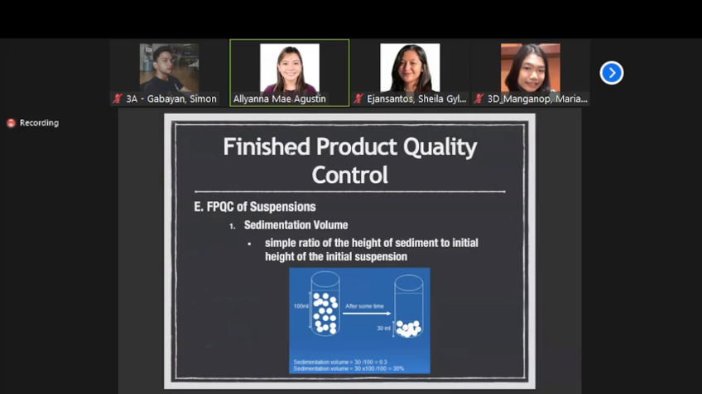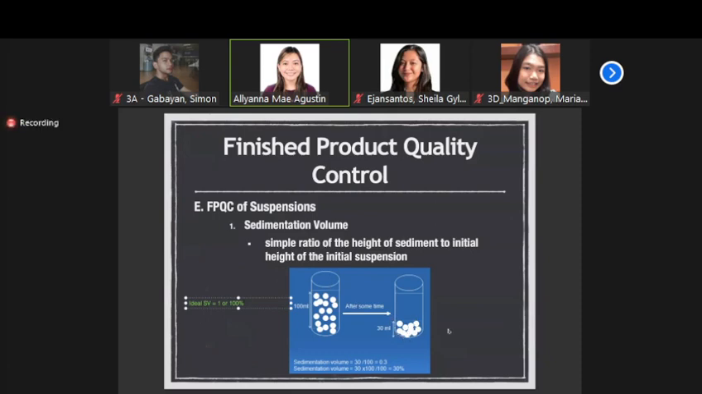So, the ideal sedimentation volume is equal to 1 or 100%. So, meaning, our particles are 100% dispersed. Not like here, no, where after some time the sediment just clumped at the bottom.